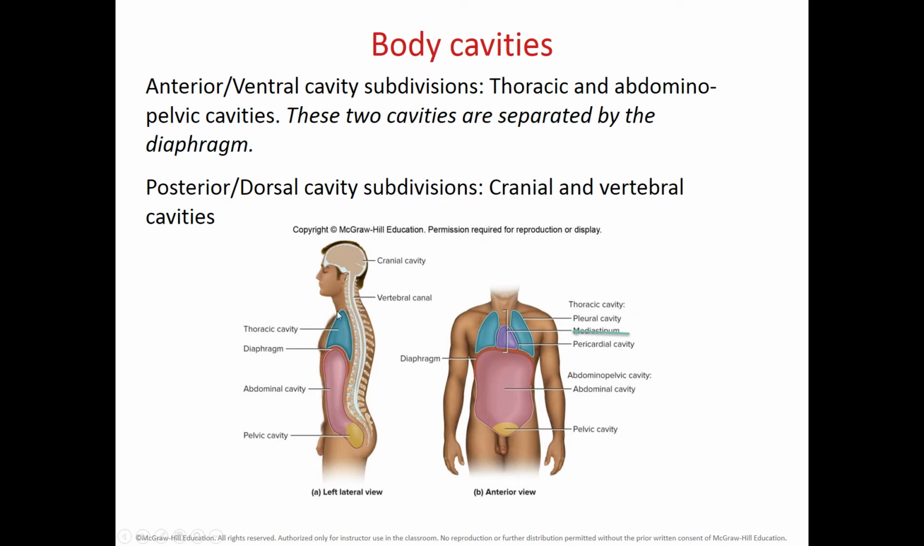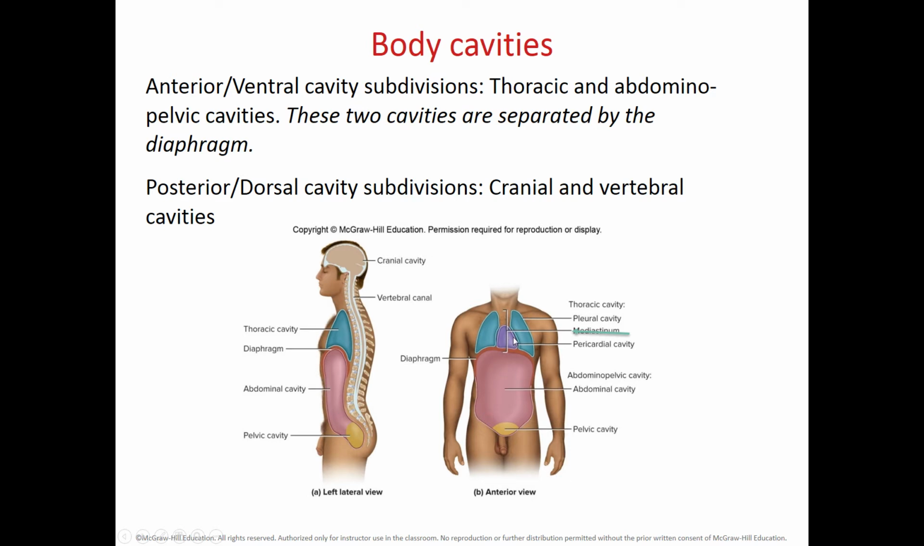And within this posterior or dorsal body cavity, we have, of course, the brain and we have the spinal cord. And this posterior dorsal cavity is more protected than the ventral. The ventral body cavity is less protected than the dorsal because at some point the brain and the spinal cord have a more important function than the organs that we have within this anterior ventral cavity.